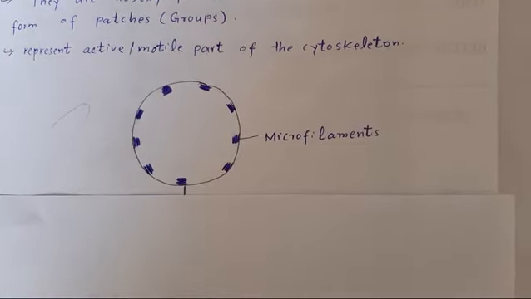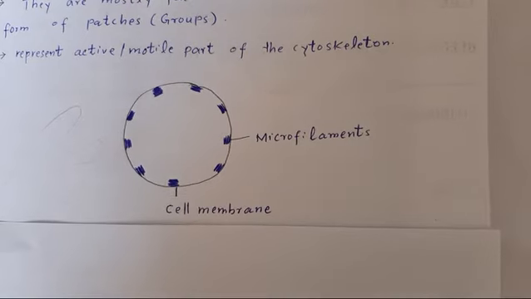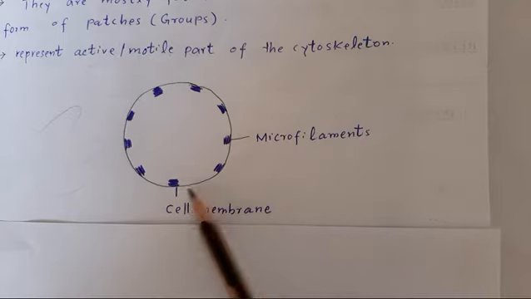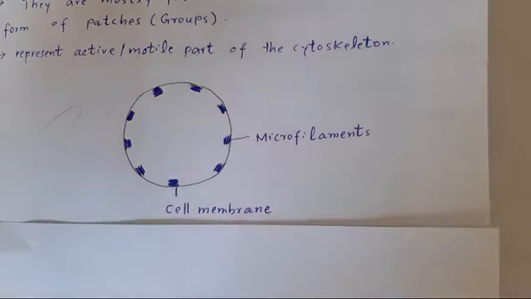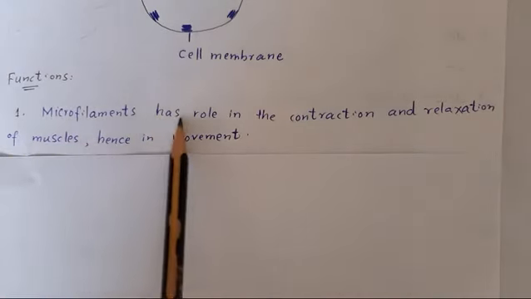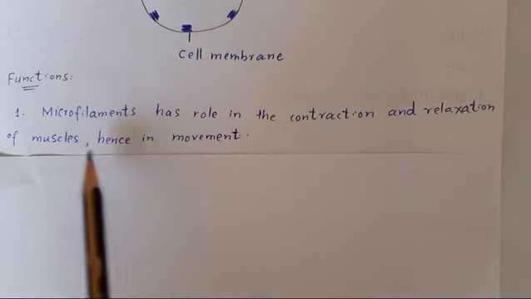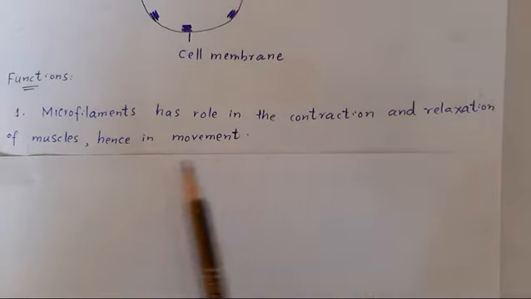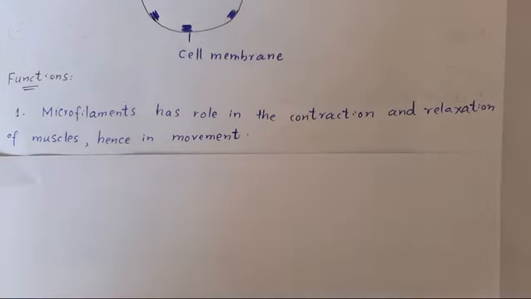If you look into this diagram, this is a cell membrane, it is black, and these are microfilaments. They are present just beneath the cell membrane in the form of patches or in the form of groups. Now, functions of microfilaments. Number 1, microfilaments have a role in the contraction and relaxation of muscles, hence in movement. These microfilaments are found in the muscles and they cause the contraction and relaxation of muscles, which results in movement.